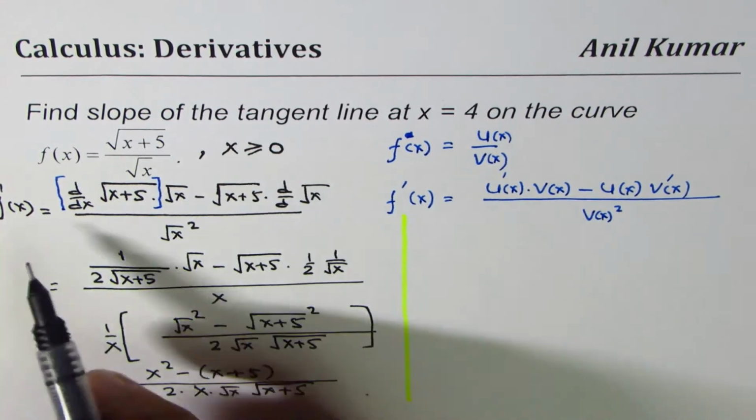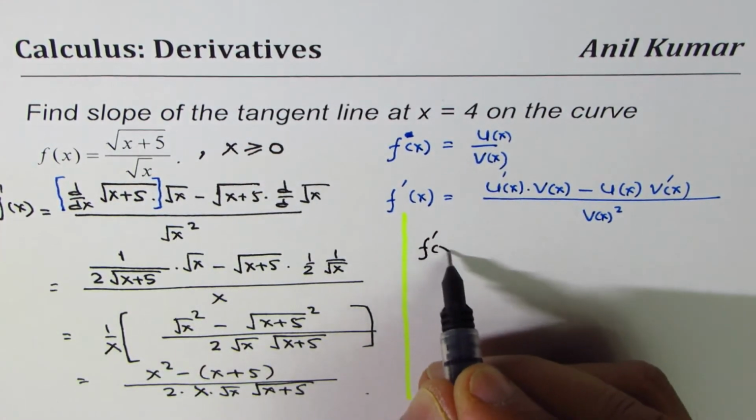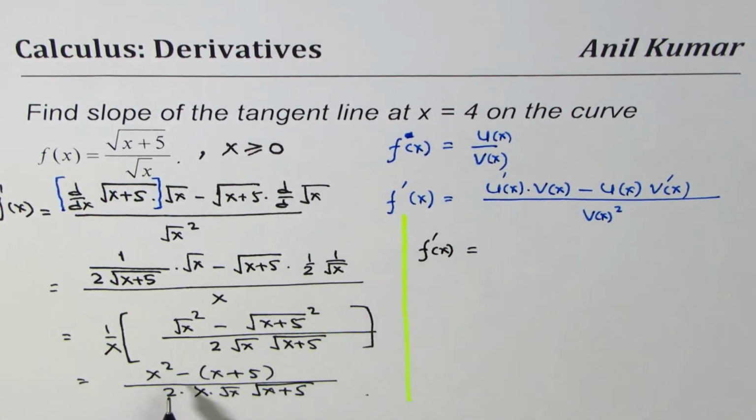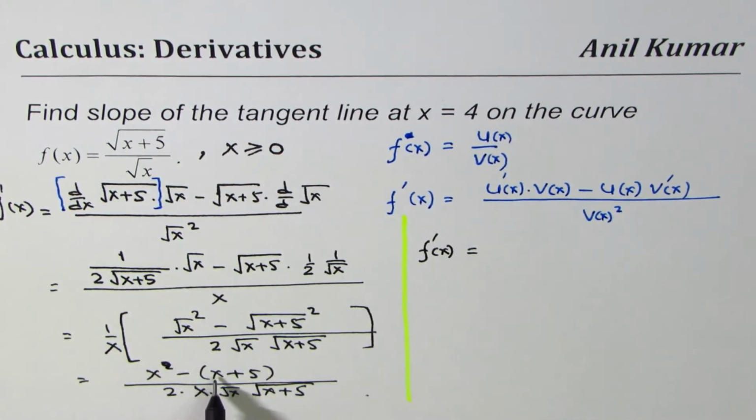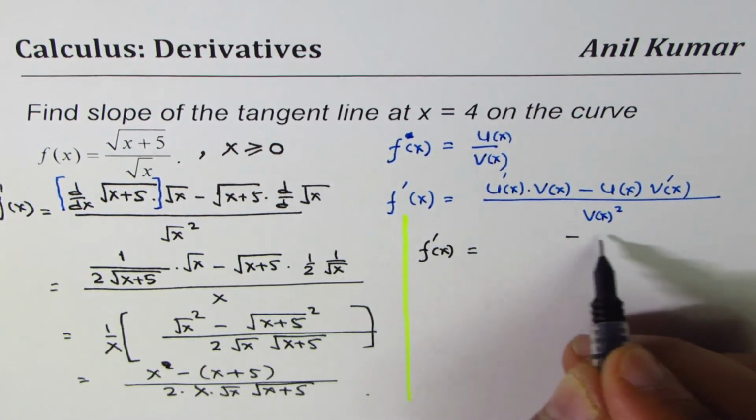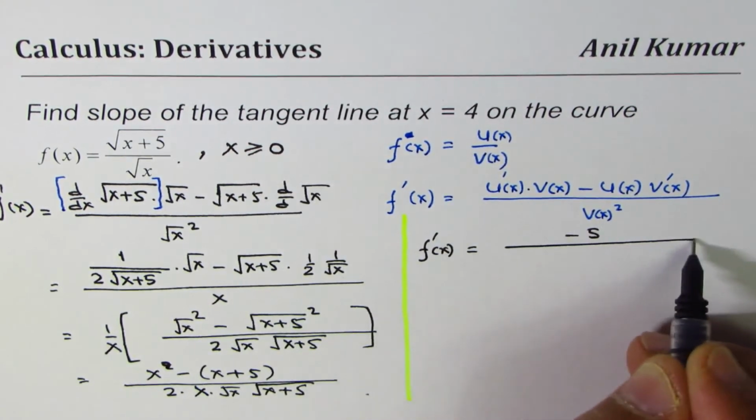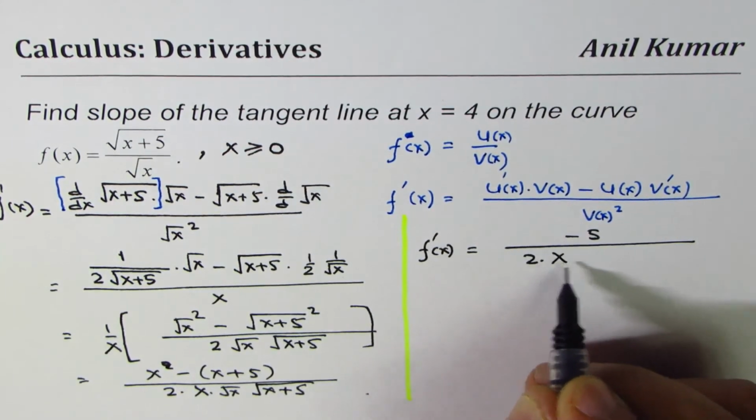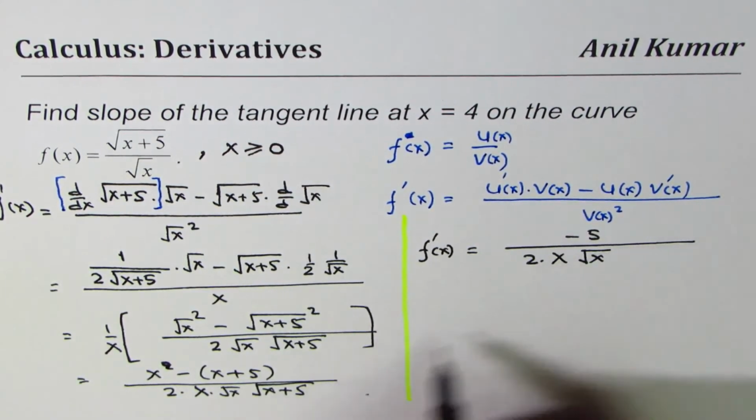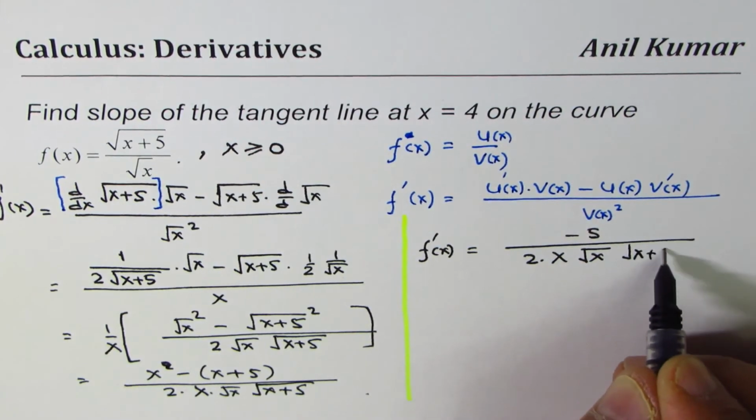Fine. So what we get here is the derivative of the function. x minus x is 0, so you get minus 5 over all this, which is 2 times x times square root x times square root of x plus 5.